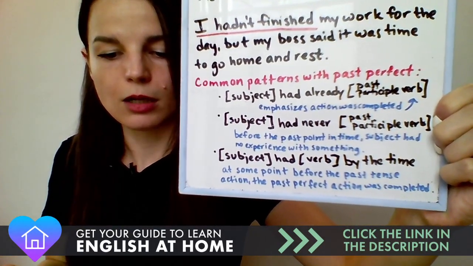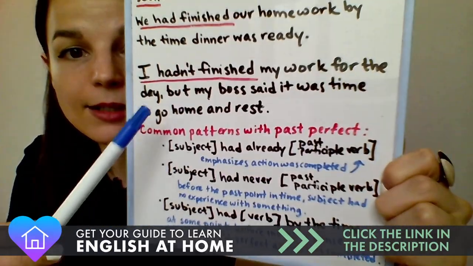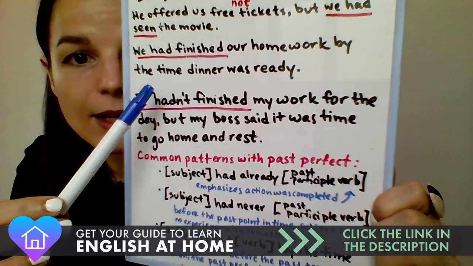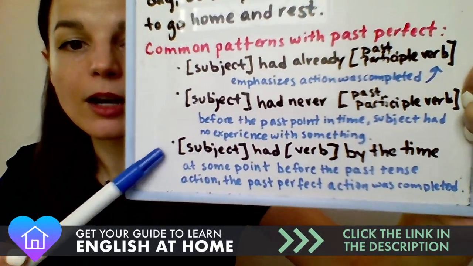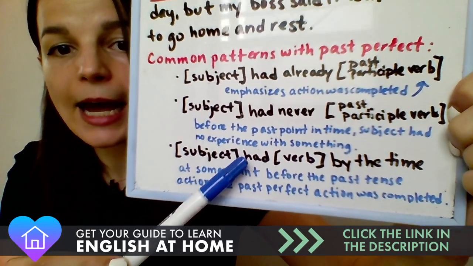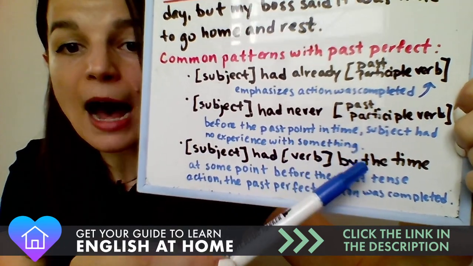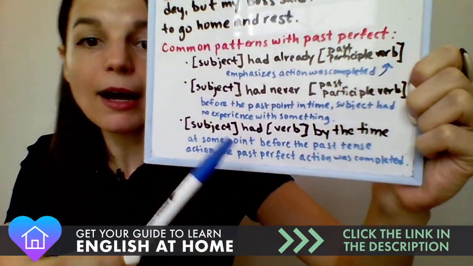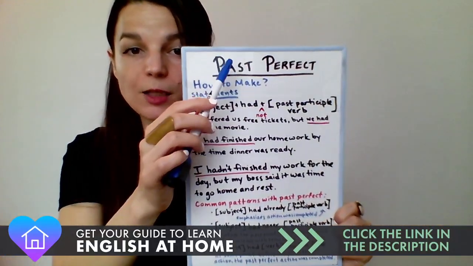Okay, all right, let's go to the last one then. This one, I've used in this example sentence. The last common pattern I want to talk about is subject had past participle verb, by the time, blah, blah, blah. By the time. This is a really, really common pattern with past perfect grammar.